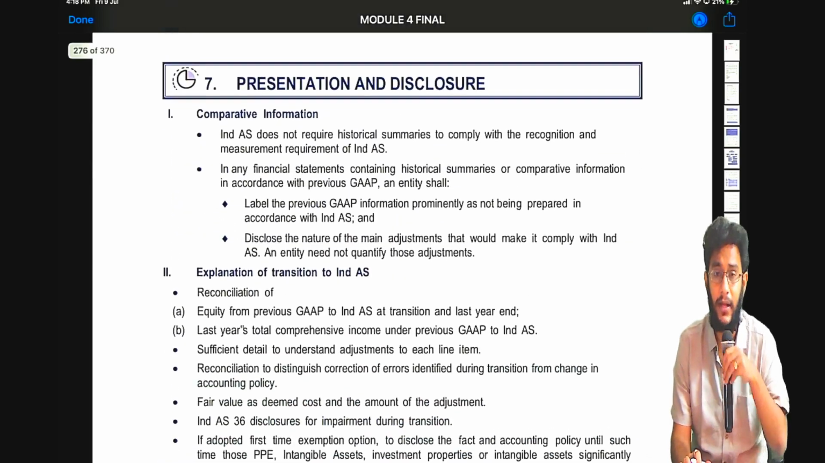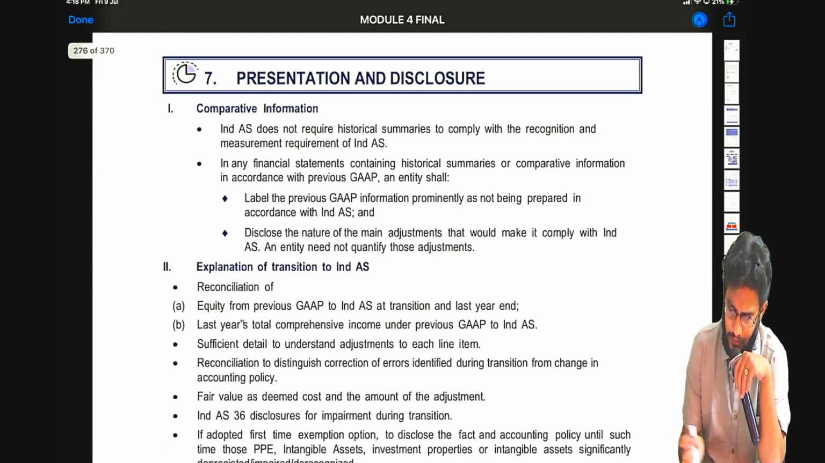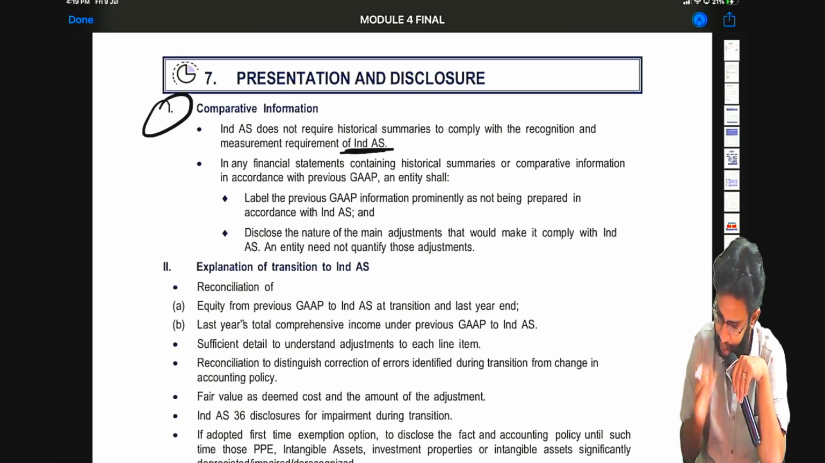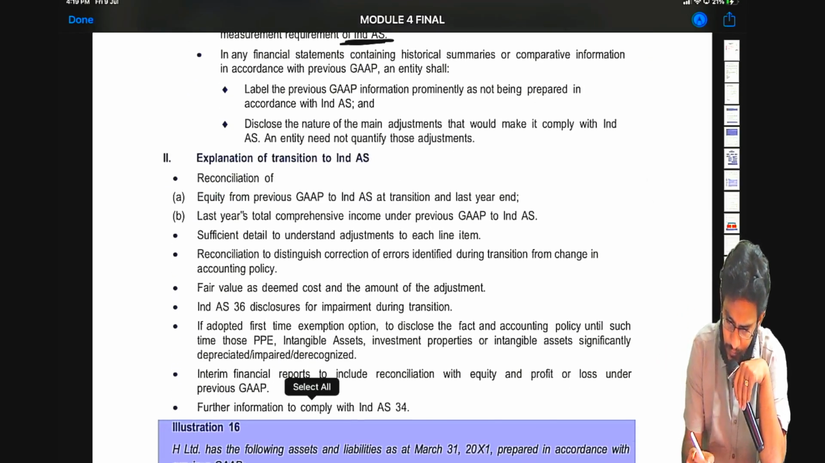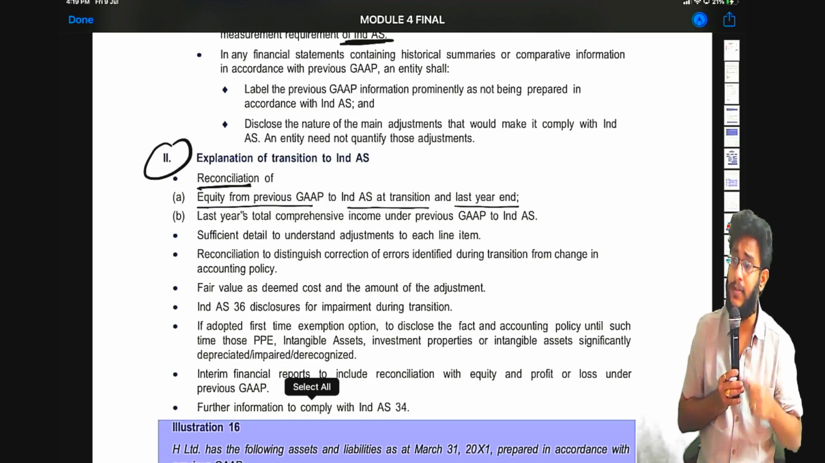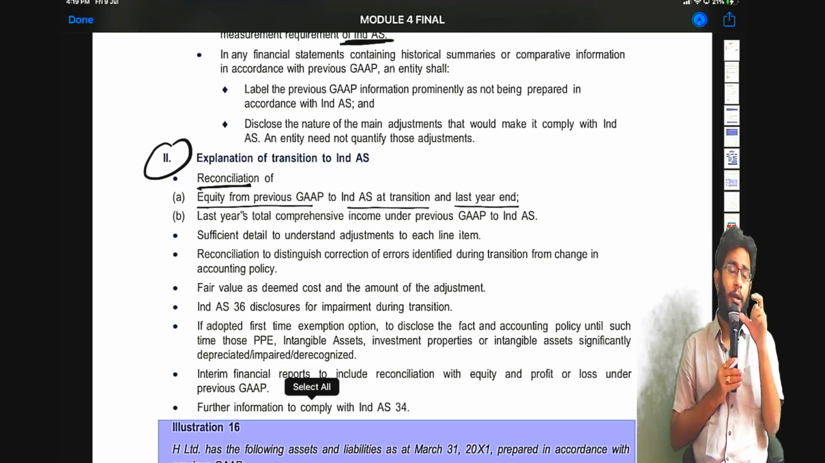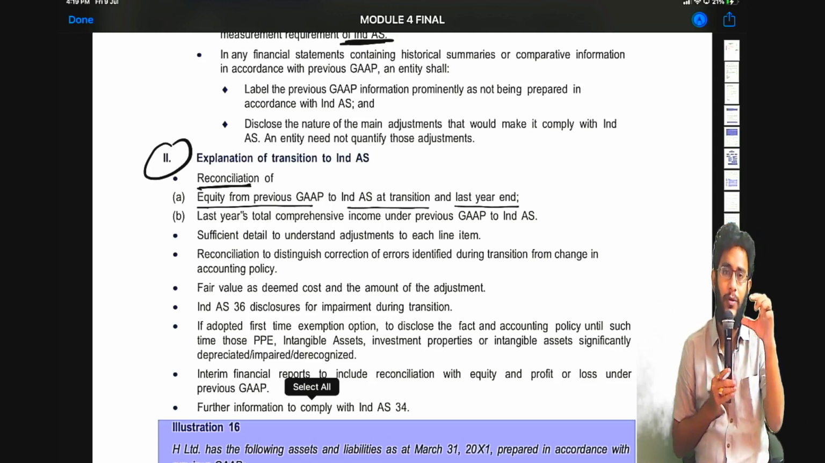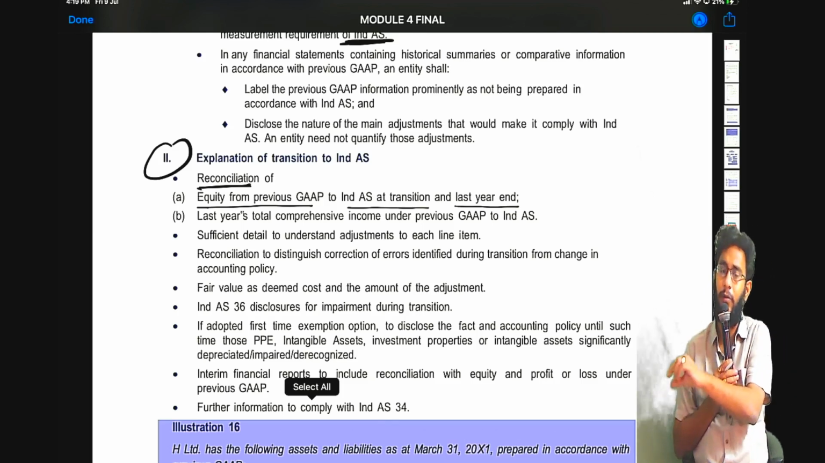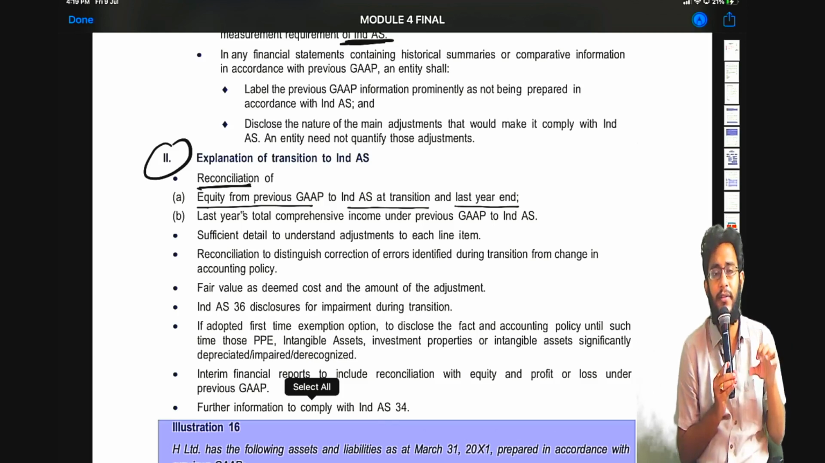Yeah, presentation and disclosure requirements. So of course comparatives you have to give, and obviously we will give the comparatives in accordance with Ind AS. You must give a reconciliation of equity from previous GAAP to Ind AS at transition and at last year ending. What it means is, in the past GAAP, what was the equity? On the transition date balance sheet, what is the equity? From that equity to this equity, the entire reconciliation statement has to be given.